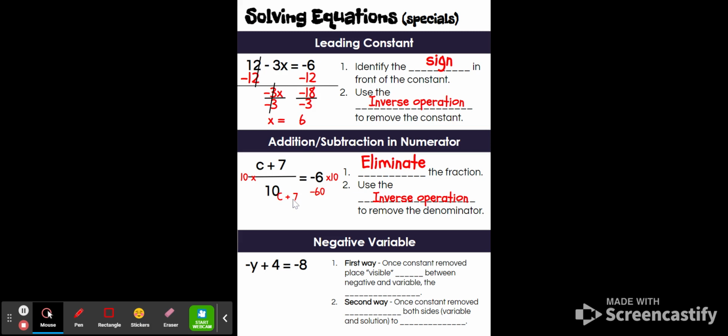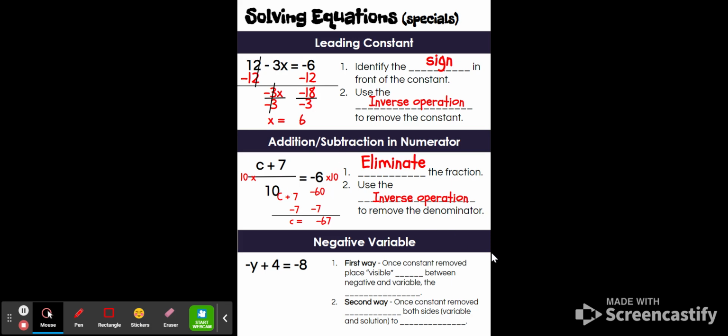And then I'm just left with plus 7, and the opposite of plus 7 is minus 7. So I'm going to subtract 7 on both sides, and that's going to leave me with c equals, on this side, because that cancels the 7 and negative 7, and this is a negative 67. So this is like the big fraction, and you've got to get rid of the denominator by multiplying both sides first, because that's reverse order of operations for that problem.